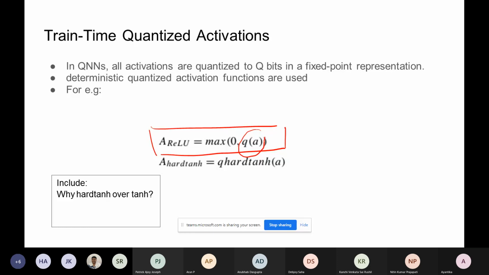If we do so, of course, after doing this quantization, it will choose between max of 0 and this quantized value. If this QA output is a negative value, it will choose 0. Otherwise, QA is already quantized, so it will choose that quantized value. So whatever output we are getting in the activation is also quantized. This is how we are controlling the quantization in activation.